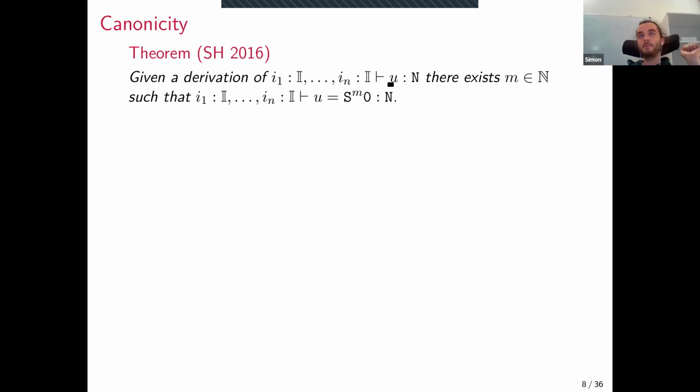So if you start with a term of type natural numbers, which is only in a context with names, so it's a cube of names, cube of natural numbers. Usually this is just stated where this is the empty context, which corresponds to points. Then this term is judgmentally equal to a numeral. And you can actually effectively calculate this.